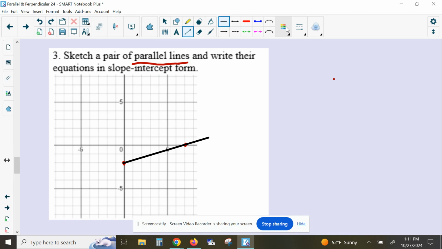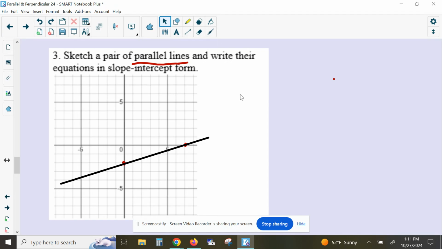Pretend like this line goes forever. I'll extend it this way some. Okay, so here's my first line. I just made that up. Okay, so I'm going to go ahead and do my rise over run here to see what my slope is and what my y-intercept is.